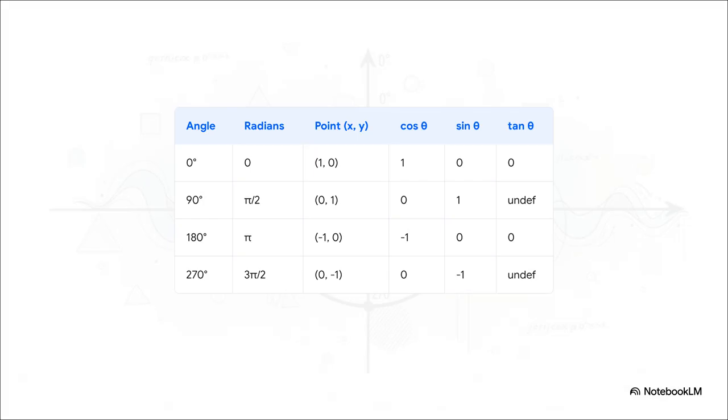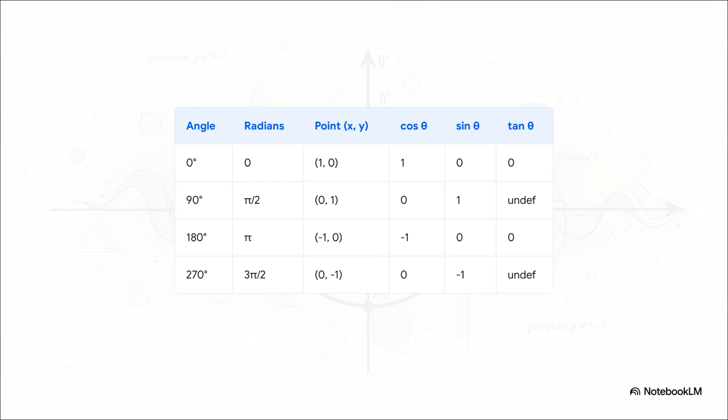Just take a look at this table. It lays it all out perfectly. Let's start at 0 degrees. The point on the circle is (1, 0). And since cosine is x and sine is y, well, cos of 0 has to be 1, and sine of 0 has to be 0. See? Now let's go up to 90 degrees. The point there is (0, 1). So what does that mean? Cos of 90 is 0, and sine of 90 is 1. The same pattern just keeps going all the way around the circle.